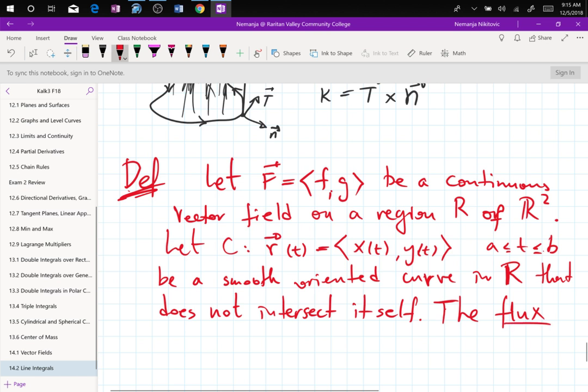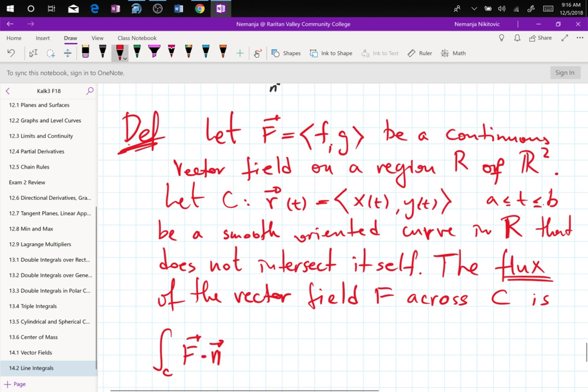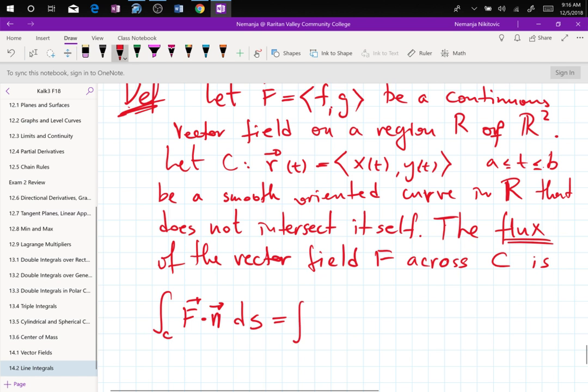The flux of the vector field F across C is F dotted with the normal vector, ds, and then when you work it out, you get f of t, y prime of t, minus g of t, x prime of t, dt.